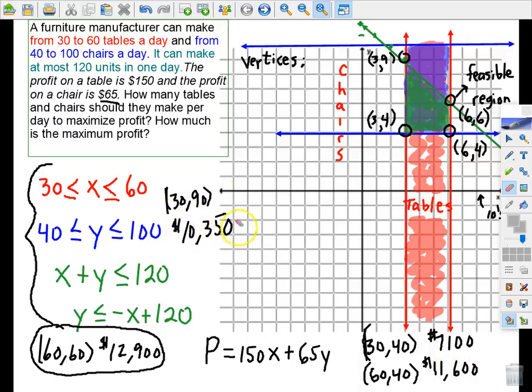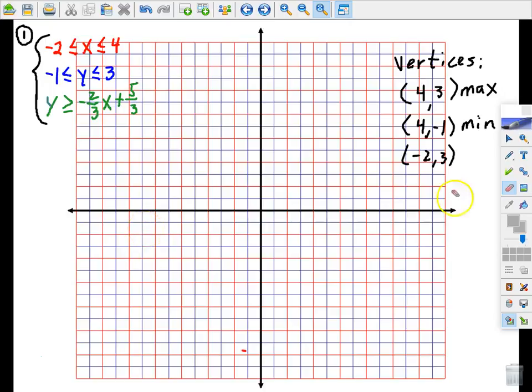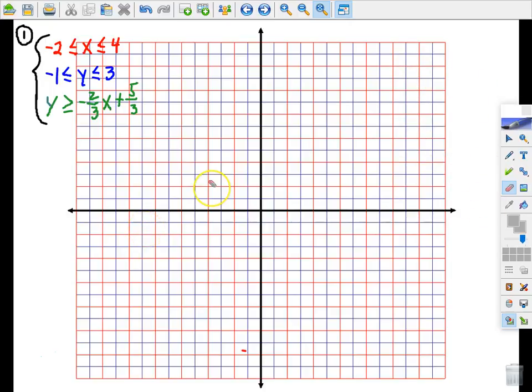Here, I've just shown the amounts that we get each time we plug in the associated ordered pair into our profit function. So the answer to our question is, how many tables and chairs will maximize profit? Well, it would be 60 of each. And what is that maximum profit amount? It'll be $12,900. So that is a real life example of linear programming in use. And now let's do a couple of examples that are like your homework problems. So this is provided for you on your notes that I gave you.